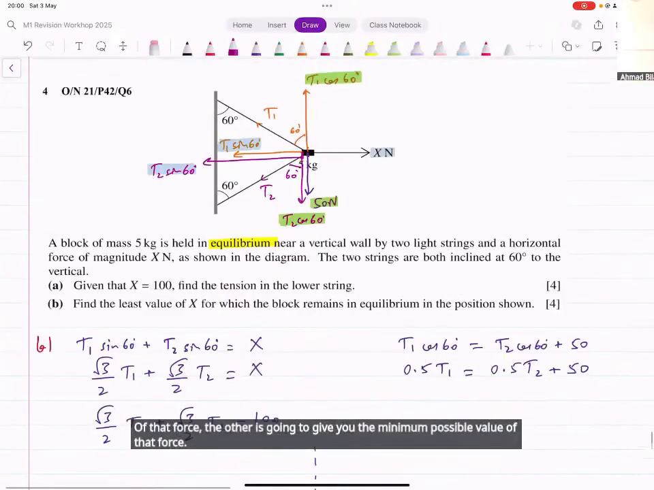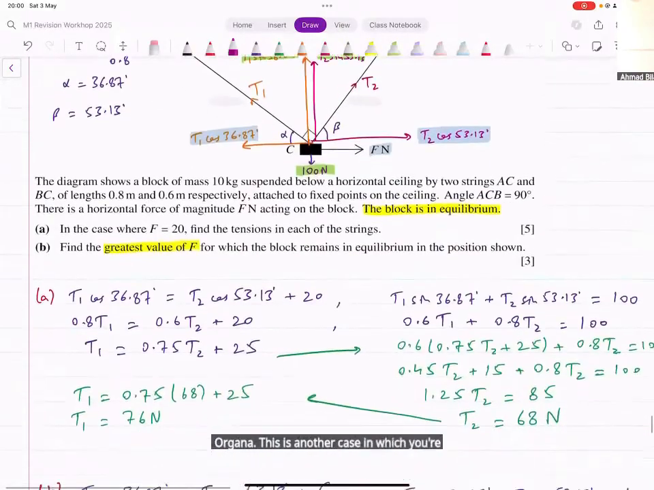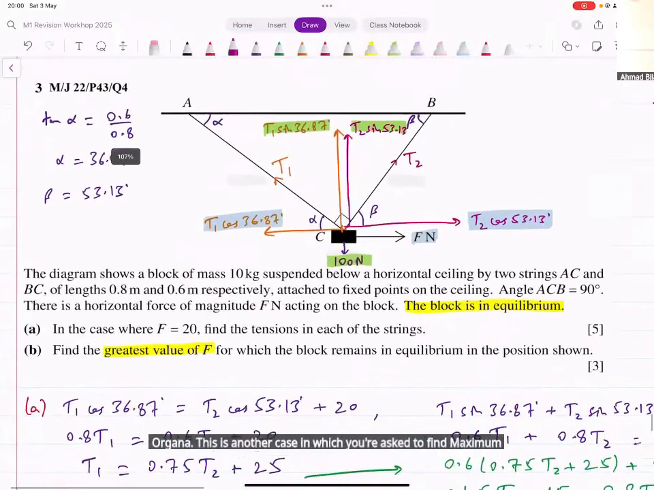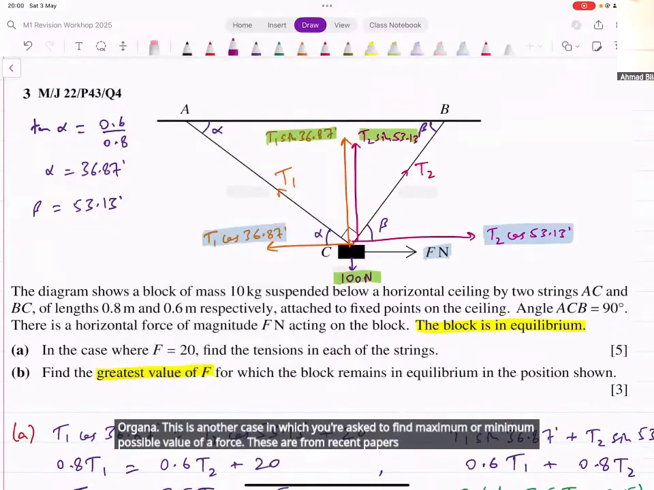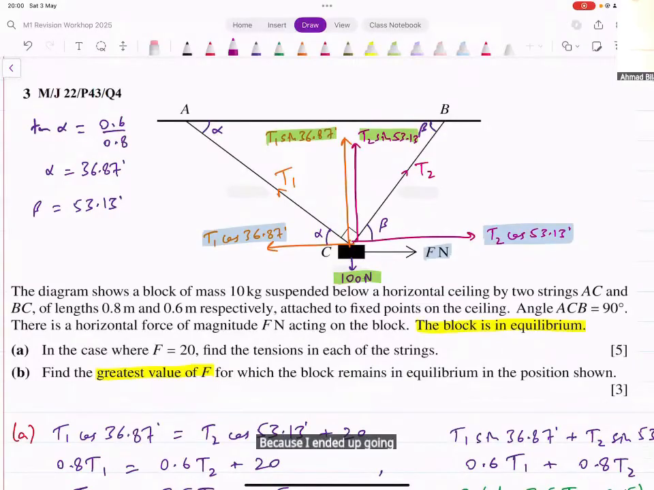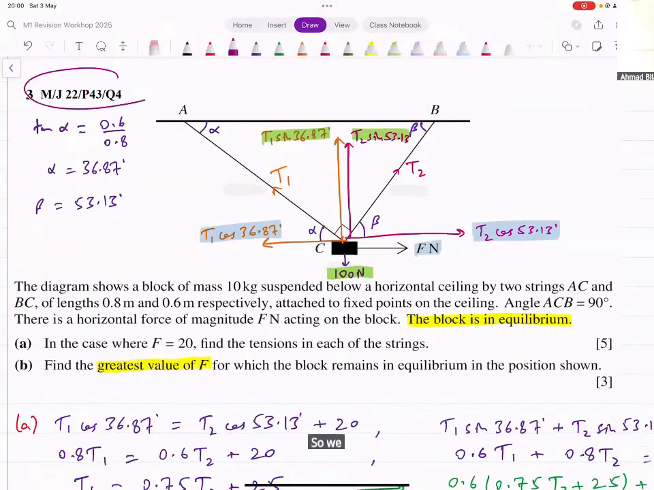Okay, now, this is another case in which you're asked to find the maximum or minimum possible value of a force. These are from recent papers, the last examples that we're doing on forces in equilibrium, and it turns out that it's taking a lot of time because I ended up going into a lot of detail. But it's okay, I think that should be helpful. So we have got this question now.